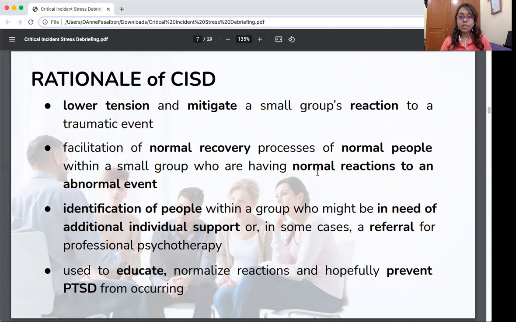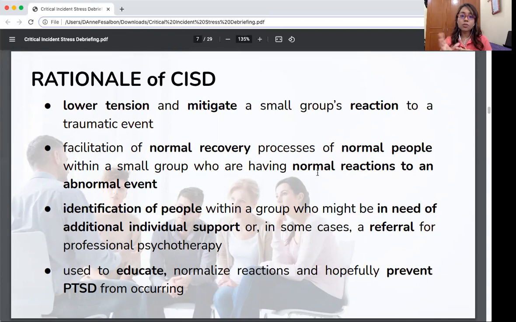It is also a facilitation of normal recovery processes of normal people within a small group who are having normal reactions to an abnormal event. So this means that by normal, we mean people excluding those who are actually going through clinical or mental illnesses. These are basically just people who have gone through an abnormal event, such as natural disasters.